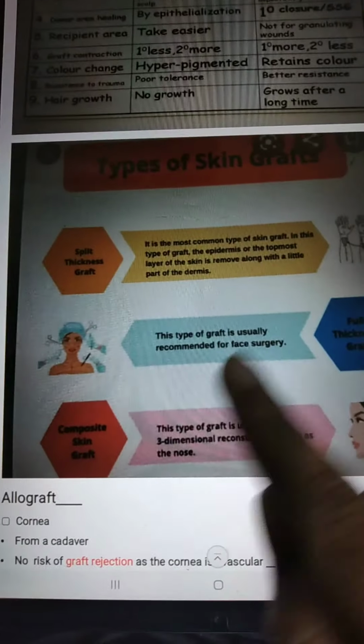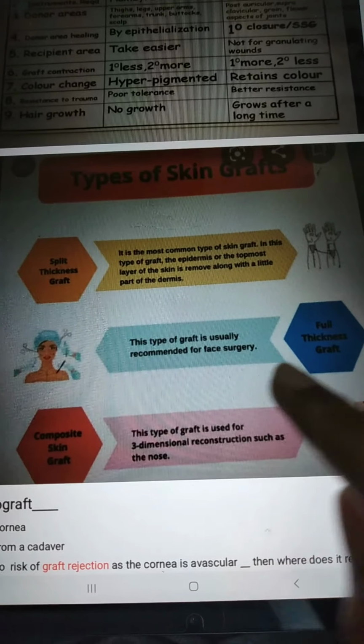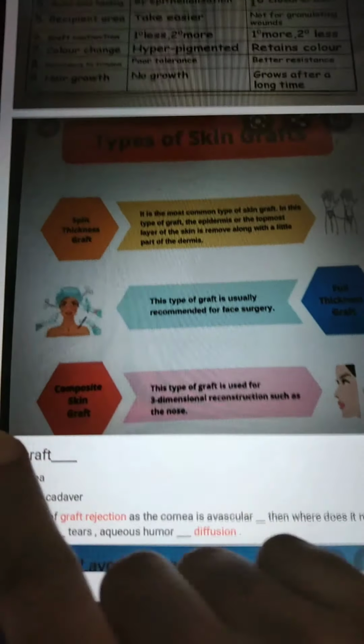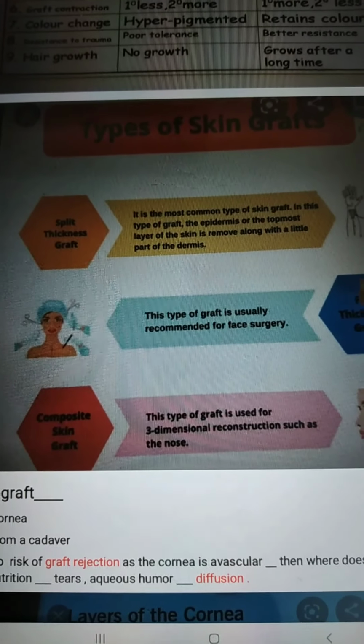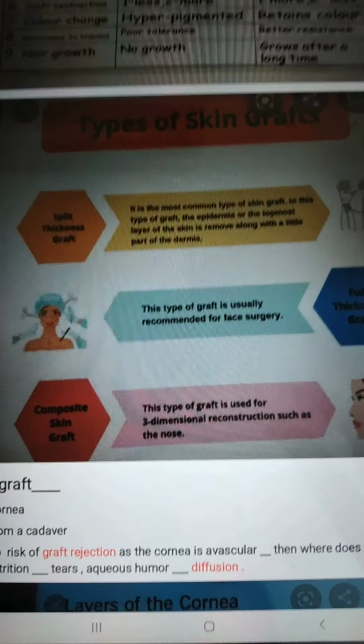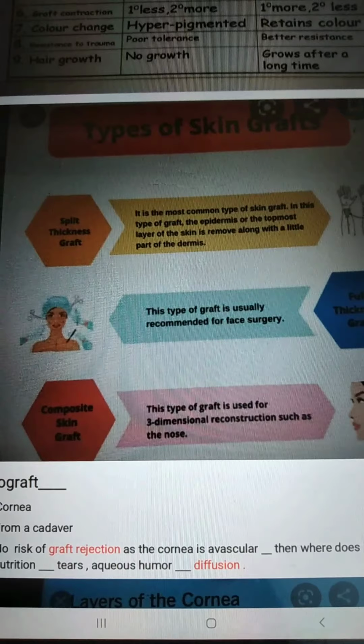Then you can see, especially full thickness grafts are used for facial surgeries. There is one more entity called the composite skin graft, and this is used in three-dimensional reconstruction, such as that of the nose, where you will be using two kinds of tissue. That is, in addition to skin, you will make use of cartilage for grafting. Okay, and that was all about autografts.